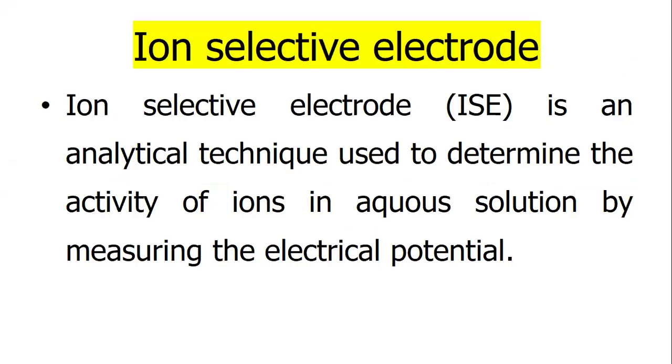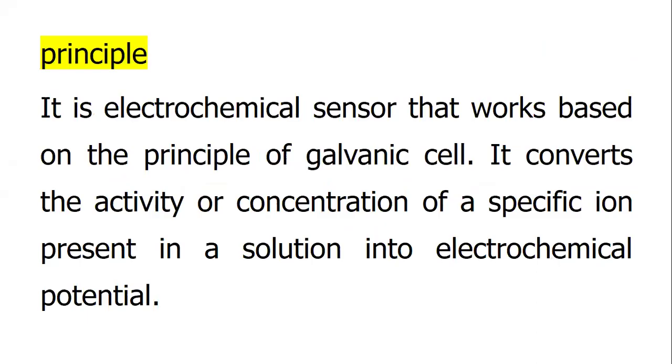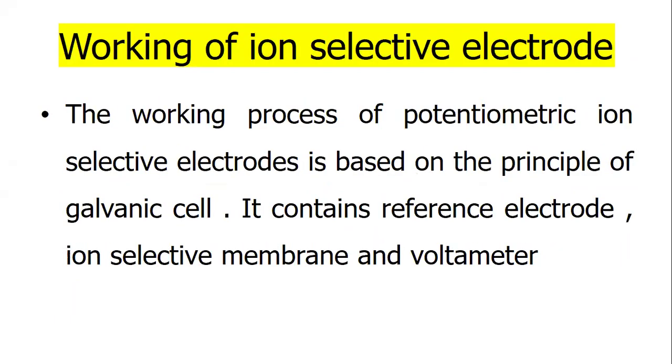Ion selective electrode. An ion selective electrode is an analytical technique used to determine the activity of ions in aqueous solution by measuring the electrical potential. Principle: it is an electrochemical sensor that works based on the principle of the galvanic cell. It converts the activity or concentration of the specific ion present in a solution into electrochemical potential.